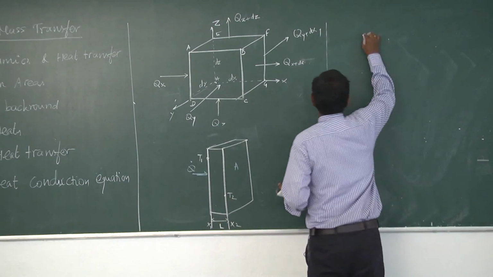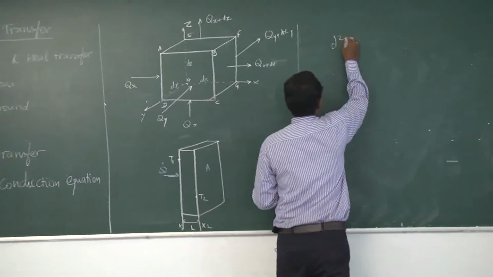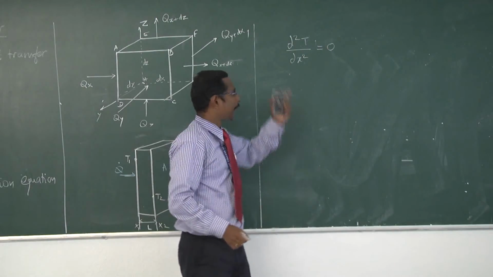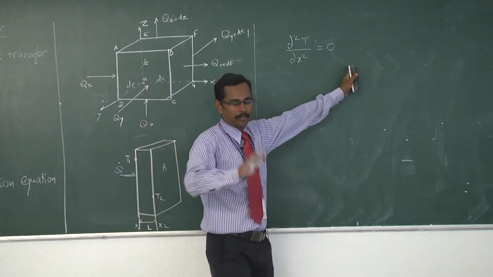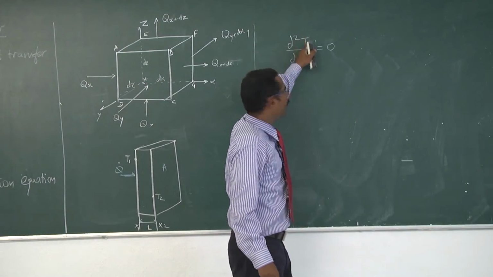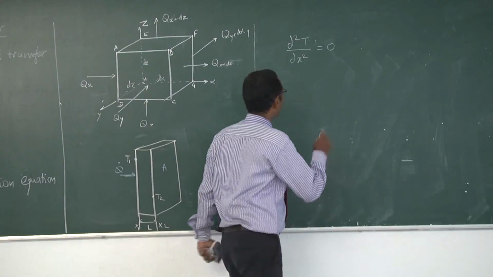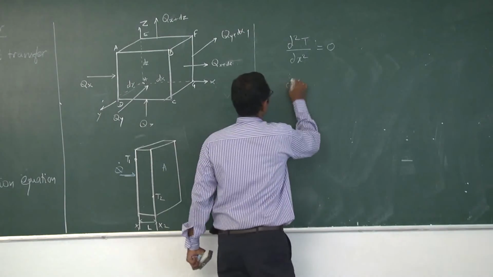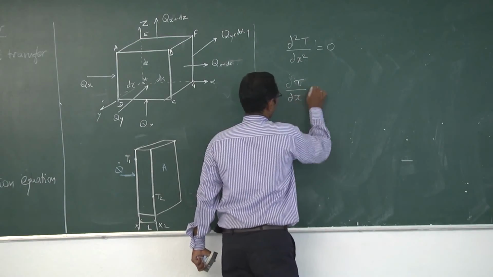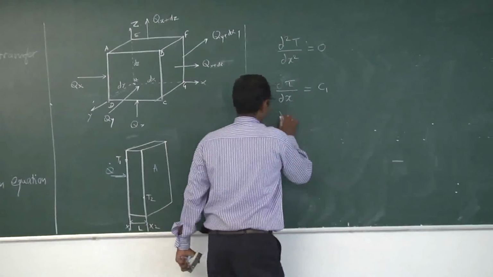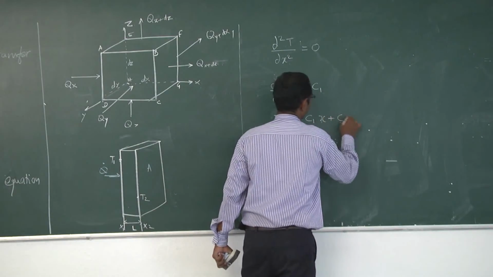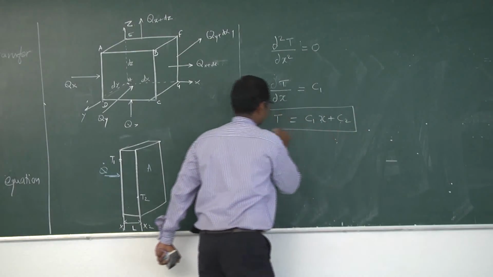From the one dimensional heat conduction equation we know that dou square T divided by dou x squared will be equal to 0. Here we assume steady state heat transfer, and there is no heat generated within the element, so dou square T divided by dou x squared equals 0. Integrating this equation, dou T divided by dou x will be equal to C1, and integrating again, T will be equal to C1x plus C2. This is the general form of the equation for a plane wall.